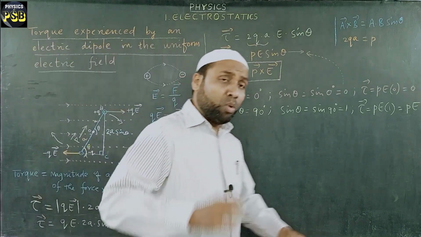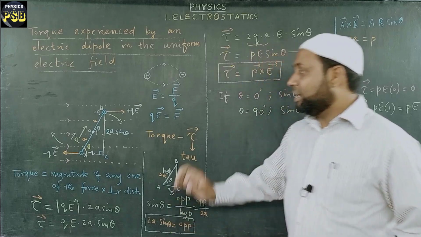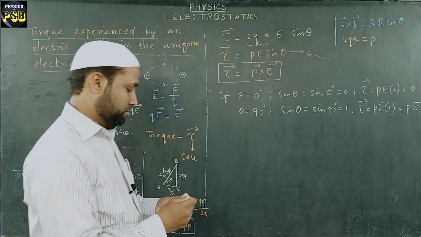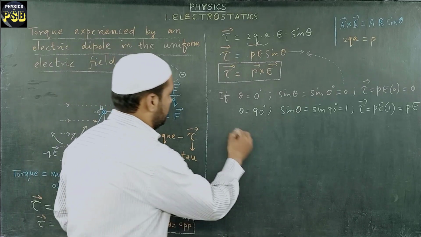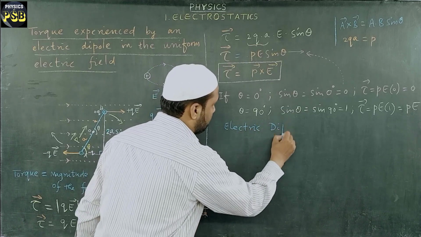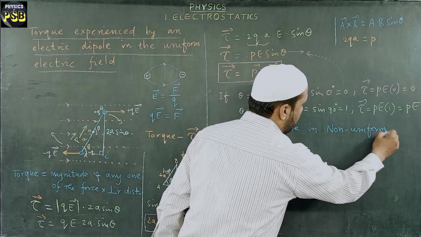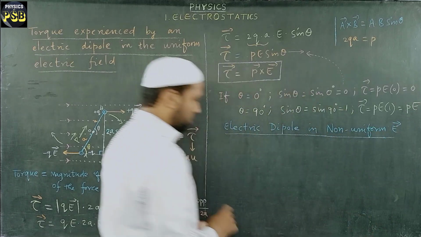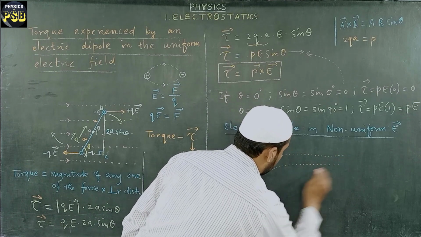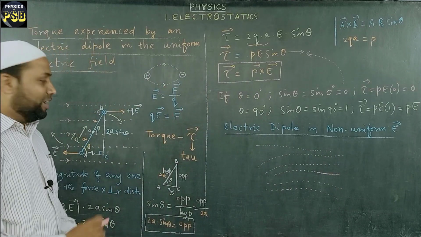Okay, now I will tell you what happens when the electric dipole is placed in non-uniform electric field. When it is placed in uniform electric field, it experiences a torque. Now, electric dipole in non-uniform electric field. You see what happened in such case. Now I draw a non-uniform electric field. An electric field in which the electric field lines are not parallel is referred as non-uniform electric field. It is known to us.